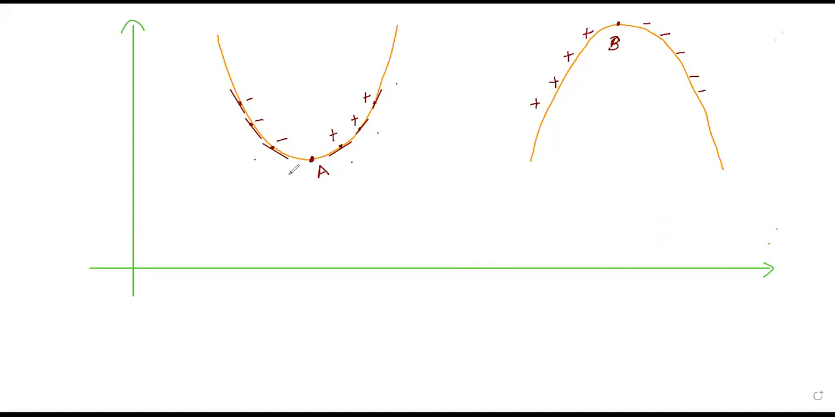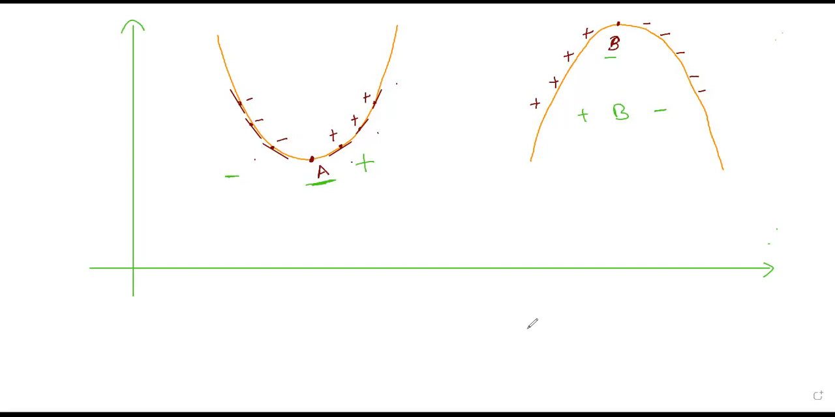If a point has negative derivative before it and positive derivative after it, that would be a minimum point, okay? If a point has positive derivative before it and negative derivative after it, that would be a maximum point. Okay, this is the only thing I want you to understand here, and this is going to happen for every maximum and minimum point. Always remember this.